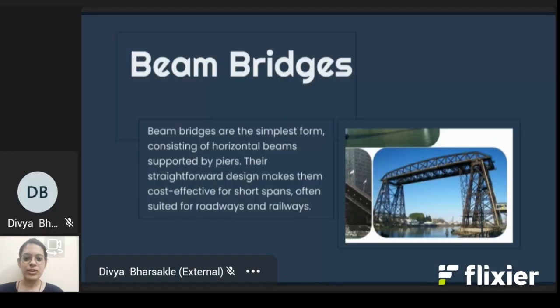Let's go forward with the first bridge, that is beam bridge. They are the simplest form in the history of the bridges and they mostly consist of horizontal beams supported by piles. Straightforward design, cost effective for shorter span and well suited for roadways and railways.